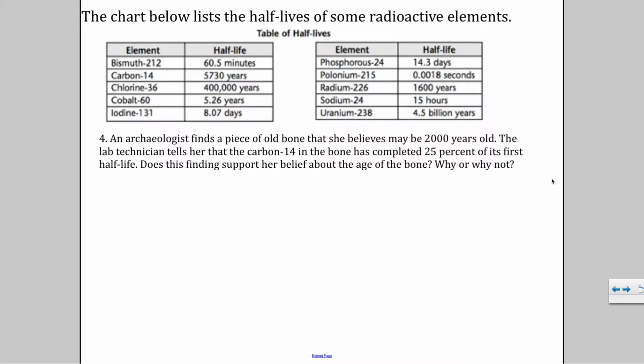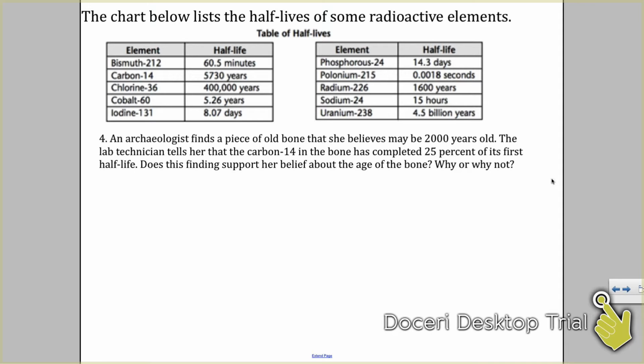Okay? So then the first thing we need to know is, I'm trying to make sure I break this down to you correctly, or understandably, so that you get it. So it says, an archaeologist finds an old bone that is 2,000 years old. The lab technician tells her that the carbon in the bone has completed 25% of its first half life. So, we need to know what then? Why are we saying a fourth? You don't see a fourth in this word statement. 25%. We need to use the words that are there so we don't confuse ourselves or anyone else. Now, if you can figure it out that way, that's perfectly fine. But let's use the words that are actually there.